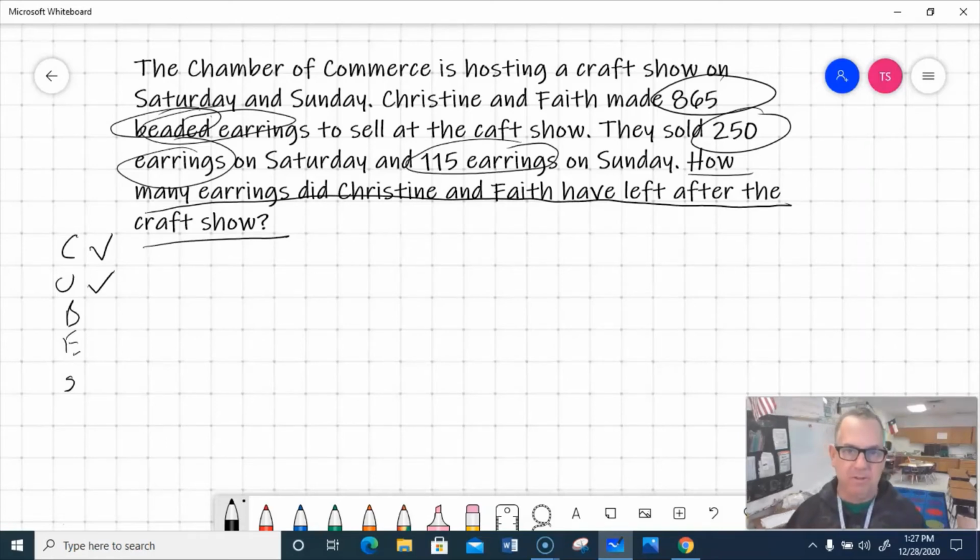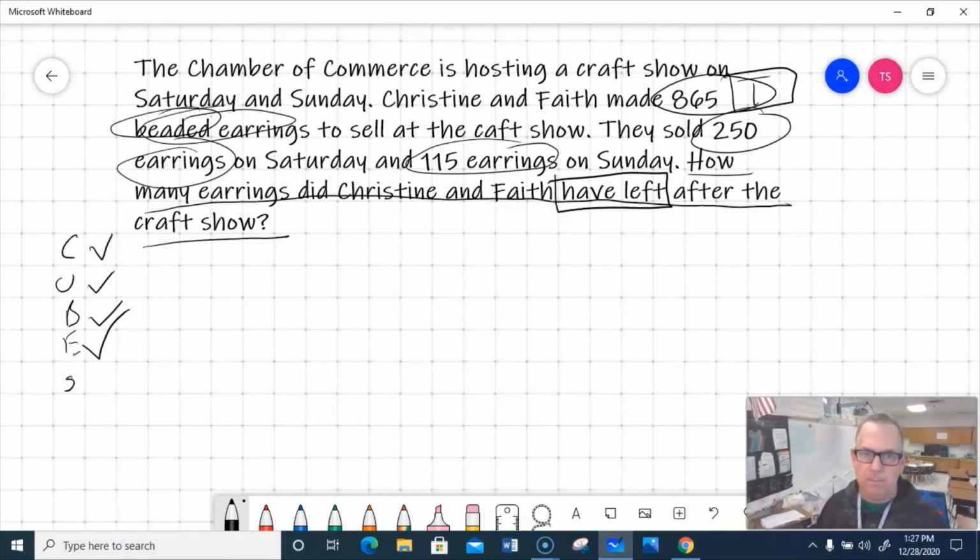So I'll box in some operational clues. And I think I would box in "have left" right here. That's what I'm trying to figure out, how many they have left. And probably put a little T right here because this is the total amount of earrings there are. That's important and helps me solve it. So I'm going to start evaluating.